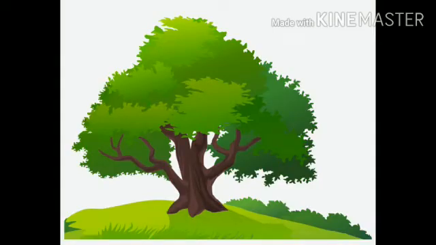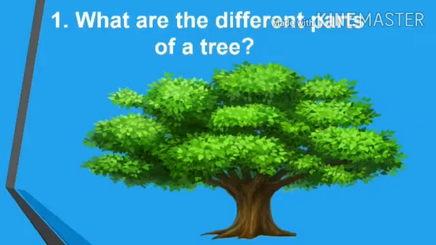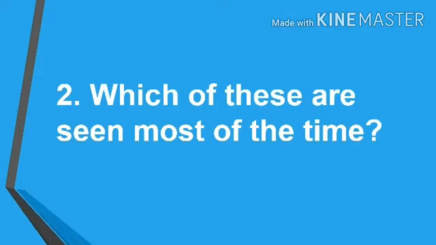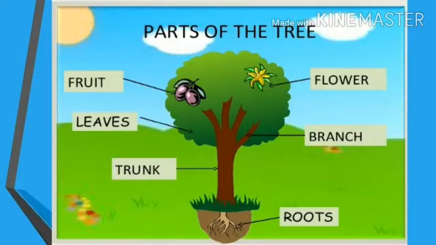Study a big tree given here using the following points. What are the different parts of a tree? Parts of the tree are roots, trunk, branch, leaves, flower and fruit. Which of these are seen most of the time? Leaves, branches, trunks and roots are seen most of the time.